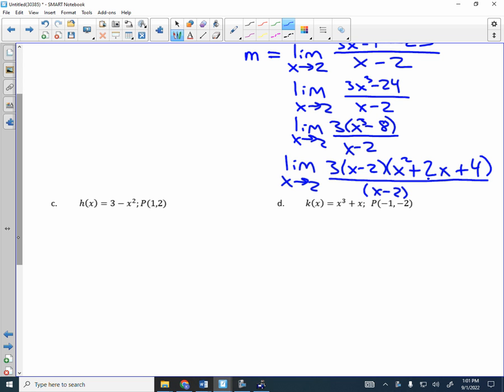Okay, what happens? X minus 2's are gone. Can I plug in 2 now? Yeah, 2 squared is plus 4, times 3. Slope is 36. Could you write your equation for your line then? You sure could.